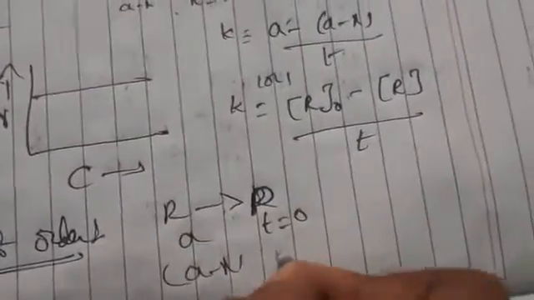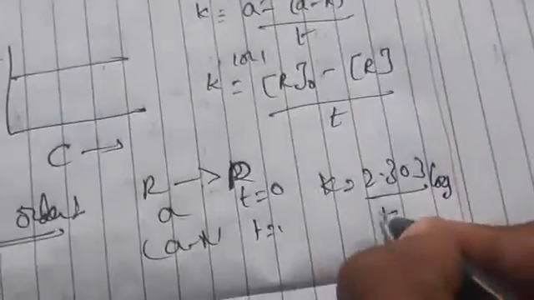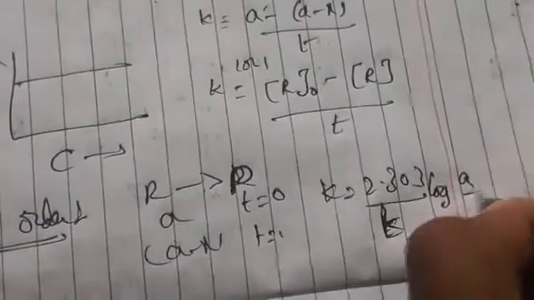For the first order reaction, let us see: R gives rise to products, because the rate is dependent on the concentration of reactants. So here reactant gives rise to products, with A at t equal to 0 and A minus x at some time t. Then you will be getting k equal to 2.303 by t log A by A minus x, considering the initial concentration.